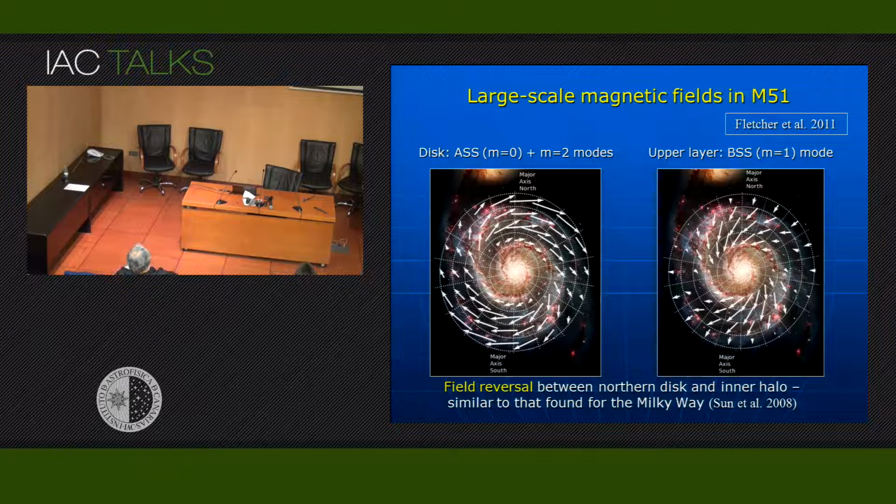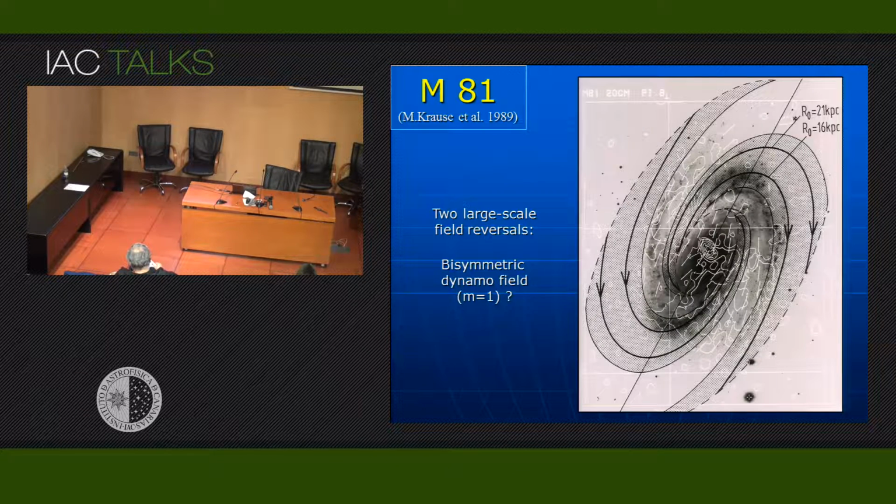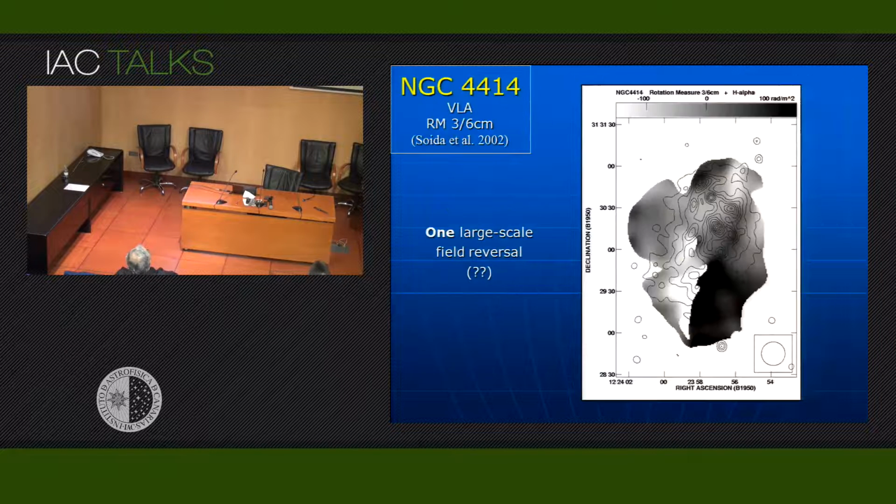That's also something which is found in the Milky Way, but I should put a question mark after that. And then I mentioned already before, so the result of Marita Krause: possibly a bisymmetric field, but the strong polarization in the interarm, where there are the neutral lines here, this speaks against the bisymmetric field, so that needs to be done again.